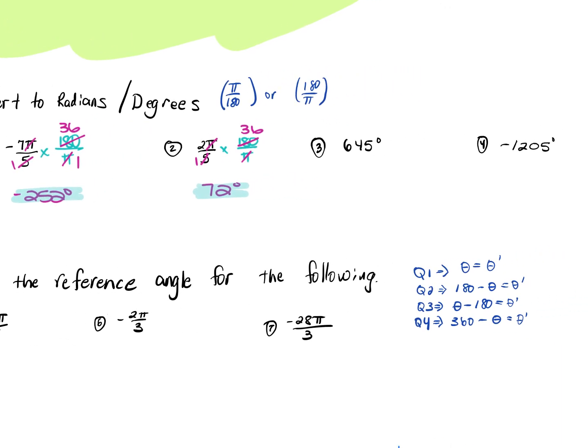For number 3, we're working with 645 degrees. So we're going to put that 645 over 1 and multiply it by pi over 180. Your 180 and your 645 are both divisible by 5. That 645 is going to turn into 129. That 180 turns into 36. 129 and 36 are both divisible by 3, so that 129 is going to become 43, and that 36 becomes 12. So we have 43 pi over 12.